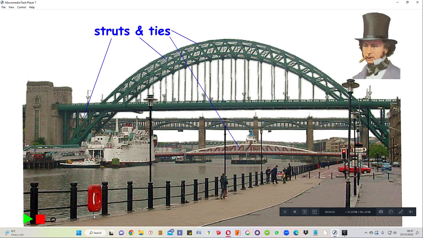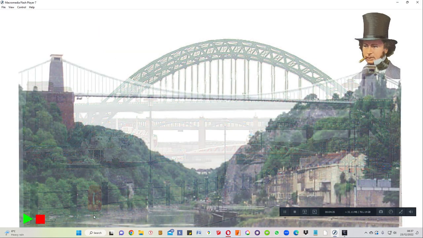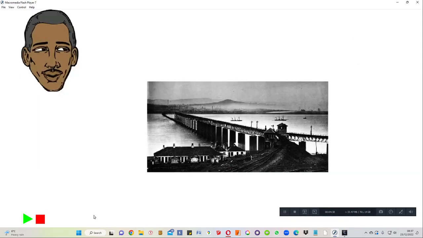The other great development was the suspension bridge, where the road bed is suspended from cables slung across the river. You can see the suspension bridge I designed across the Avon Gorge, near Bristol. Not all the early bridge designs were successful.